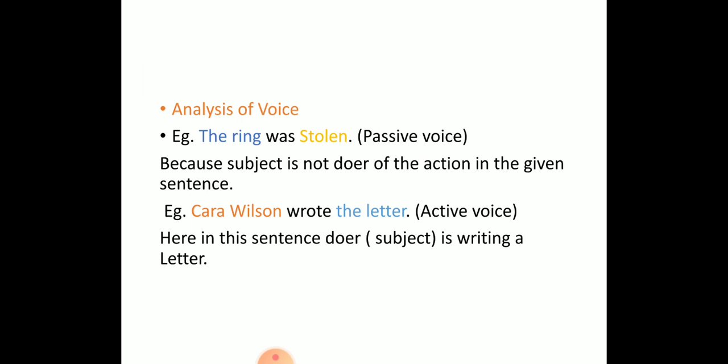Here in this voice, questions will be asked in the exam of two types only. Number 1, to recognize the voice, and number 2, change the voice active to passive and vice versa. We need to understand what is active and what is passive. Have a look at the first example. The ring was stolen. Here, students, what is subject and what is object? The ring is subject and the stolen is object. Hence, was is your helping verb.